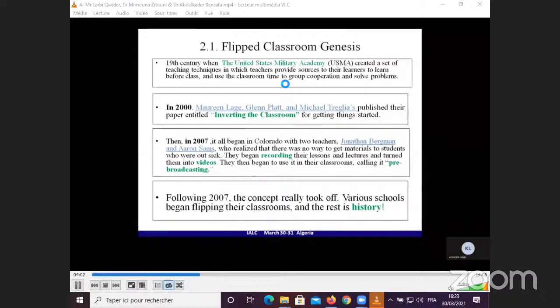Then, based on these reflections, in the year 2000, Platt and Lage, while teaching at the University of Miami, introduced a new teaching method. With the rise of the internet, they encouraged students to watch educational videos at home followed by group discussion in the classroom. This teaching technique was fundamentally the cornerstone of the flipped classroom, although the term had never been used before. At that time, they published their paper entitled Inverting the Classroom for Getting Things Started.